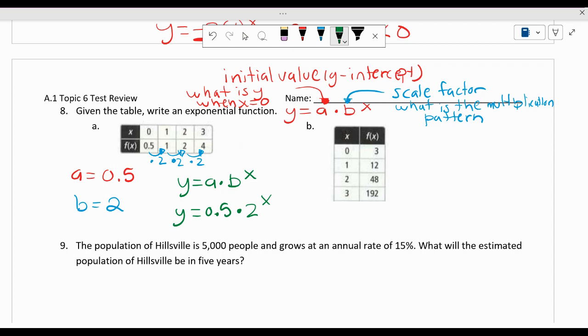Just as a reminder, you will not see many decimals on the test. Most of it will be a fraction. So they would actually change 0.5 to 1 half. So you would see this answer. Y equals 1 half times 2 to the x power.